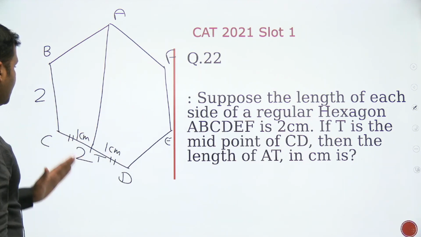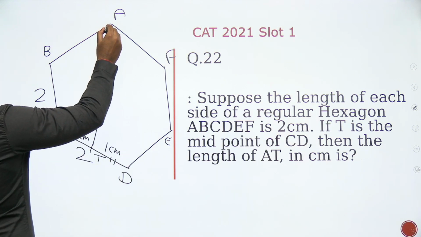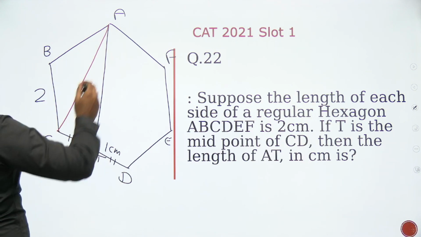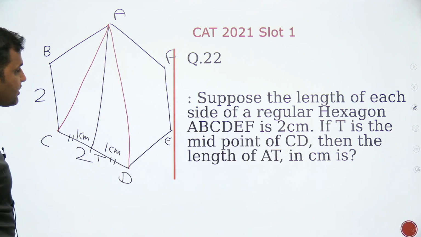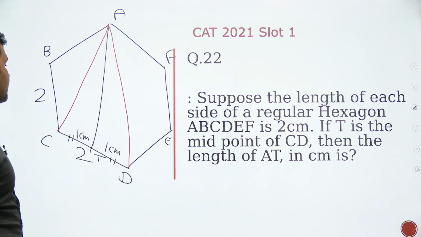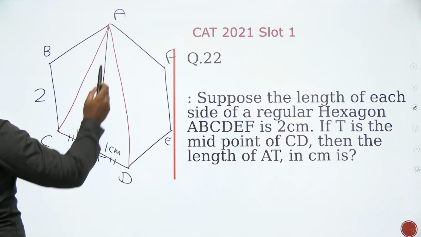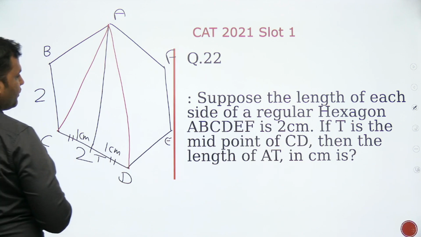Now guys, it's a very simple and easy question. Straight away, you just need to find out the length of AC, right? And the length of AD, right? And you will get your answer. How? You see this, guys, T is a midpoint. What is going to be the length of AC, guys?